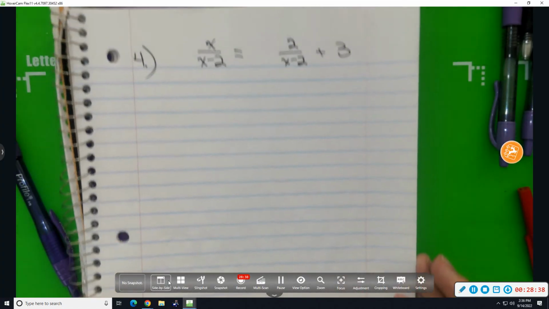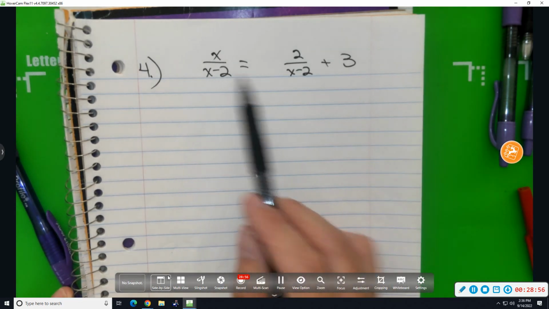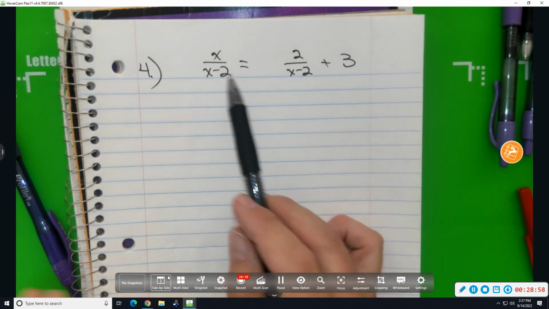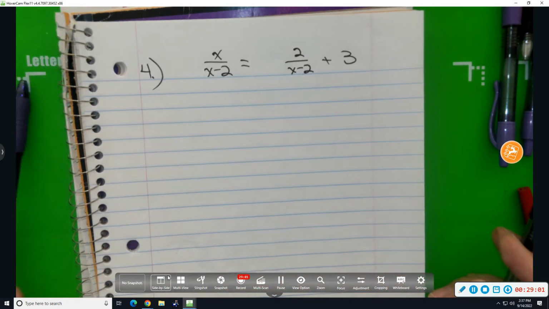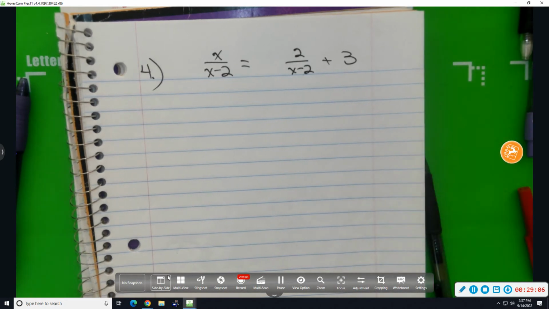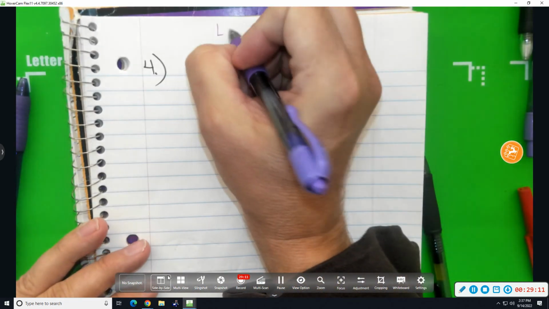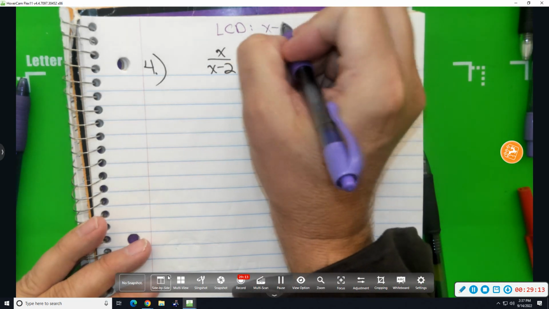In the previous problem, we said that if you have distinct denominators, neither of which can be factored, the least common denominator is found just by multiplying the two denominators together. Here, we have the same denominator. If you only have one denominator, then necessarily that has to be the least common denominator. So the least common denominator has to be x minus 2.